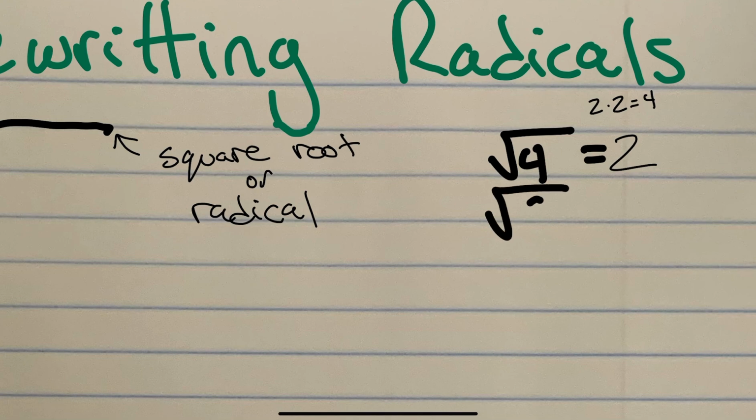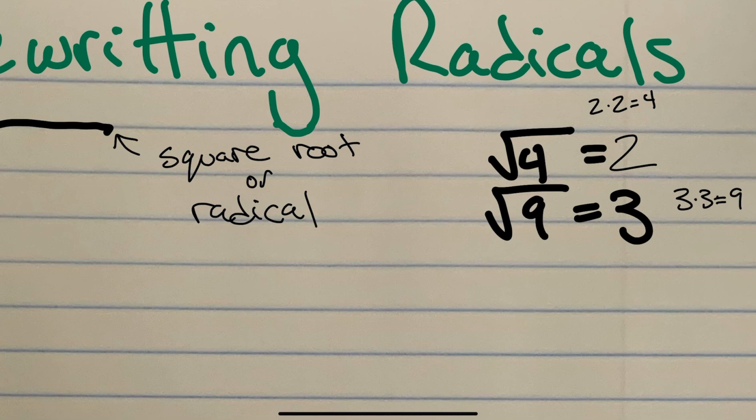If we took the square root of 9, our answer would be 3, because we know 3 times 3 will give us 9. Okay, it took 2 2s, and we'll write that out. It took 2 3s to get us to what we needed.